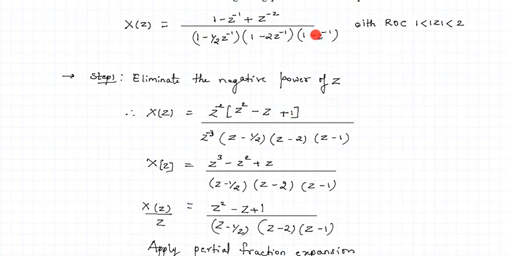Similarly, in the denominator we take Z raised to minus 1 common from each of the terms. We take it from this term, this term, as well as this term. Overall, we have taken Z raised to minus 1 three times, making it Z raised to minus 3. After taking Z raised to minus 1 common, the first factor becomes Z minus 1 by 2, the second factor becomes Z minus 2, and the third factor becomes Z minus 1.